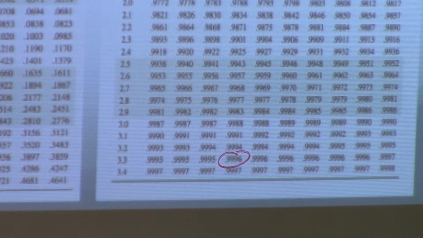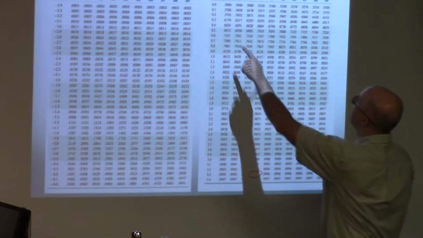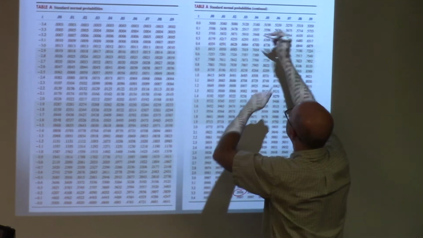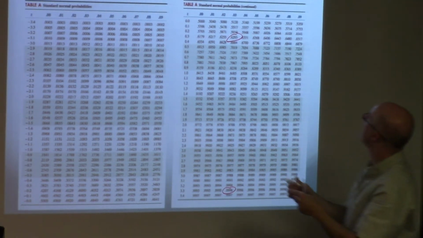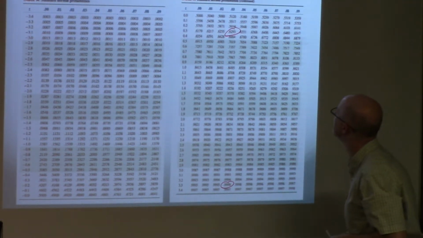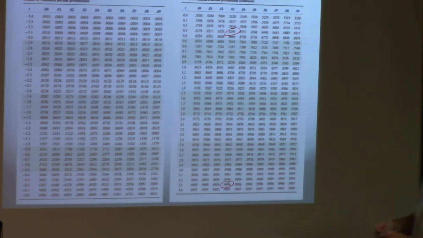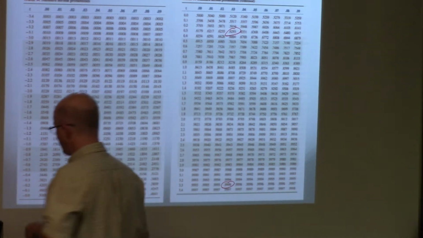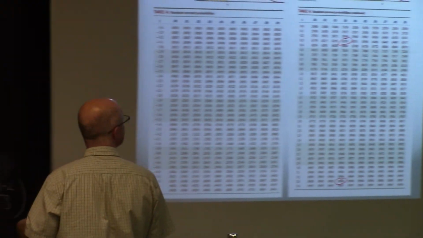0.9996. And then the area to the left of 0.33, here's 0.33, is 0.629, I can't tell, is that a 3 or a 5? 3. I think it's a 3, yeah. 0.6293. Bad if I can't tell.